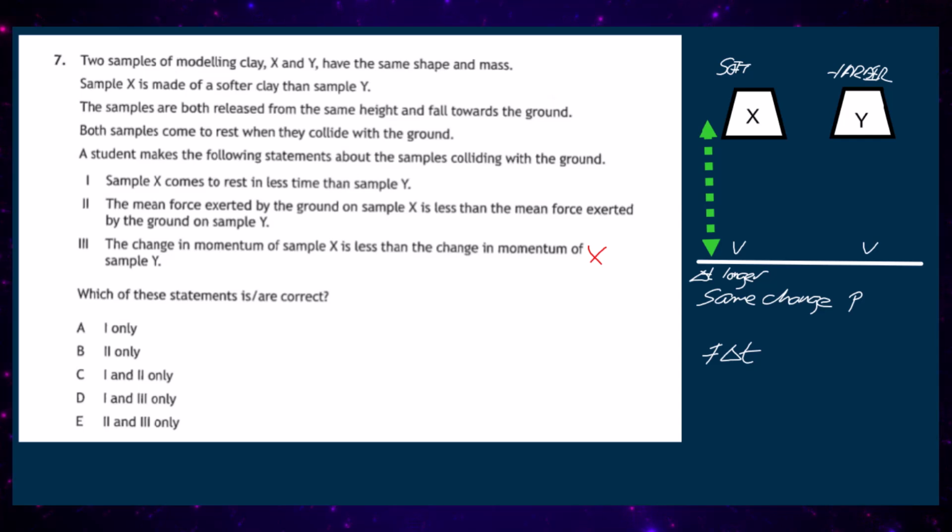So it says sample x comes to rest in less time than sample y. Well, if sample x is made of softer material, it will come to rest in a longer time. So we can rule that one out as well. So that one is wrong.